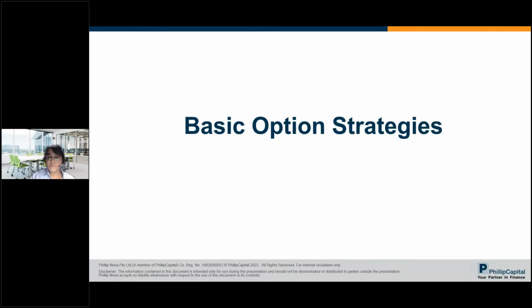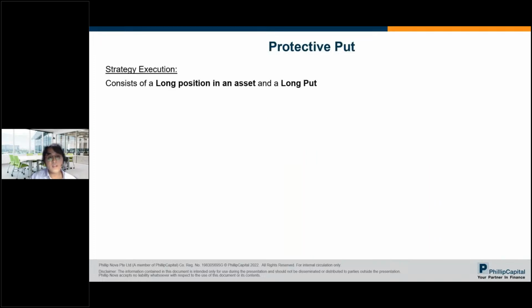So now we've come to the basic option strategies. I think this will probably be quite an exciting part of this webinar. Firstly, I'll talk about what we call a protective put. In order to execute this strategy, it's essentially a long position in an asset as well as a long put, which means you're buying an asset and you're buying a put. The asset can be anything. It could be gold futures, it could be silver futures, it can be anything that you're holding, as long as you're going long on that asset.